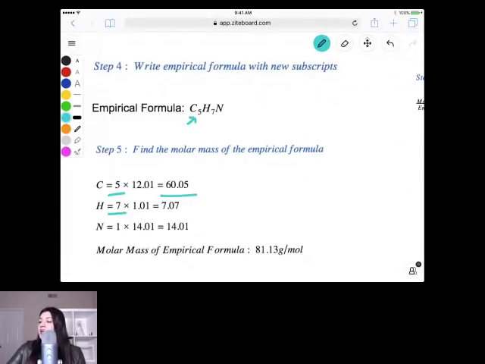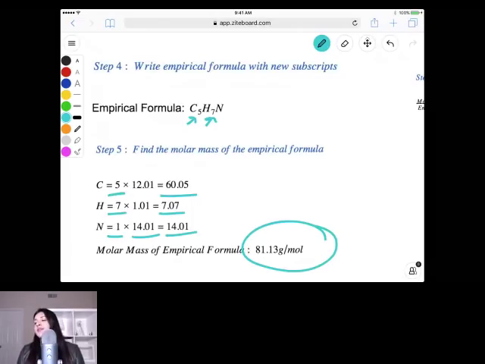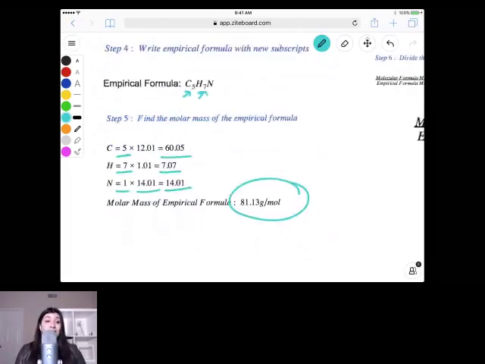Now 7, we get that 7 from that subscript. So there are 7 hydrogen times our mass of hydrogen. We get this. And then now our nitrogen, there's only 1. Multiply by the mass of nitrogen. Add it all up, and we will get 81.13 grams per mole. That's the molar mass of our empirical formula. Okay, still more to go. Almost done though.